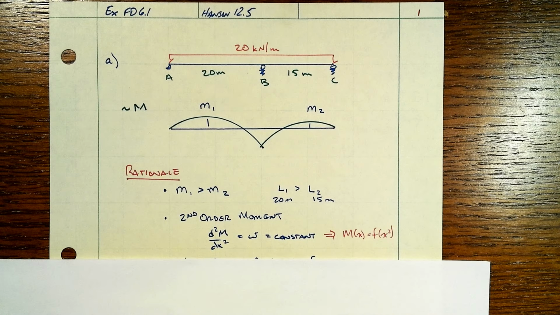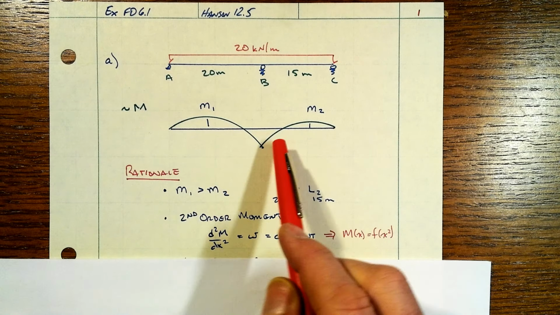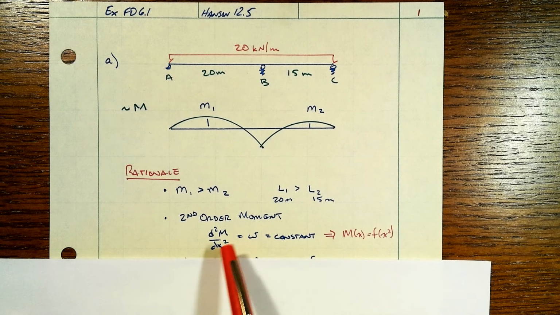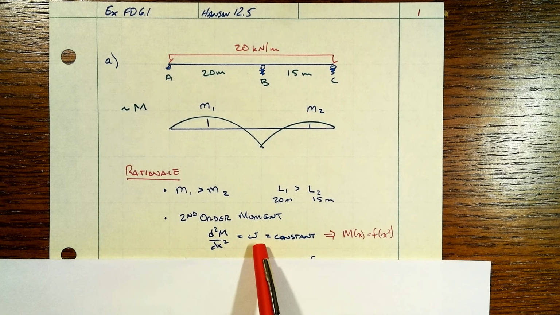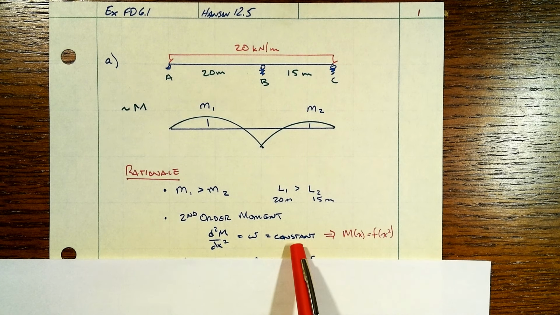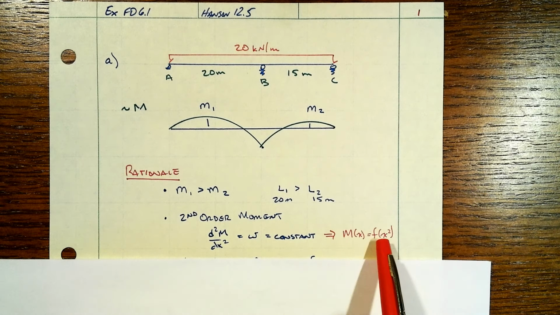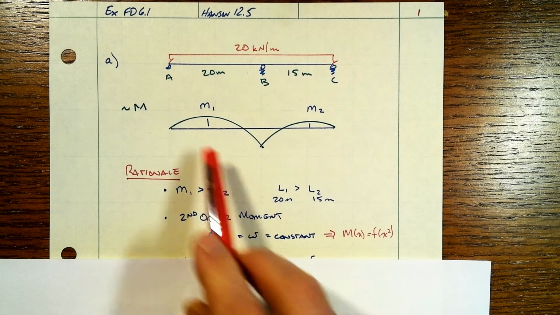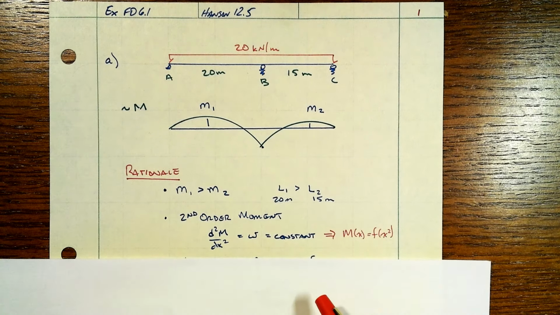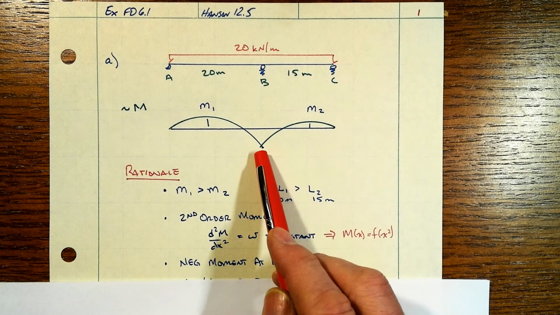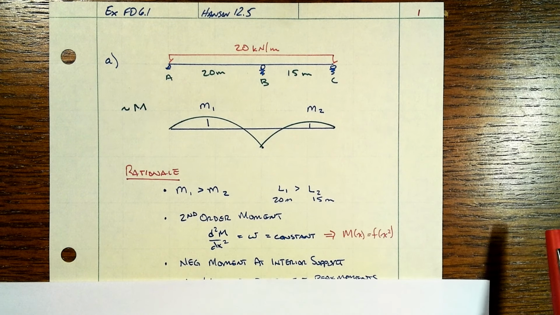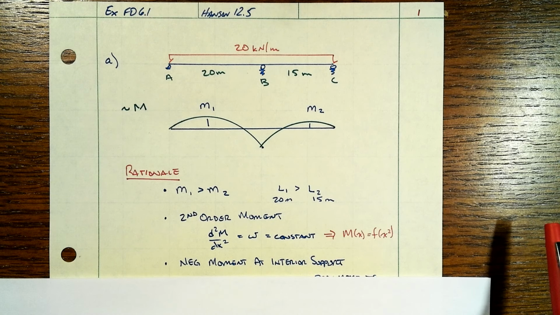Right? We should also anticipate this second order shape that we've got, because remember that the second derivative of the moment is equal to the distributed load intensity, and since that is a constant, when you integrate a constant twice, you're going to end up with a function of x squared. In other words, a parabola type shape in each one. Right? That doesn't necessarily explain why we might end up with a negative moment at this interior support, but that'll be a classic situation, and we will see that directly in a little bit.